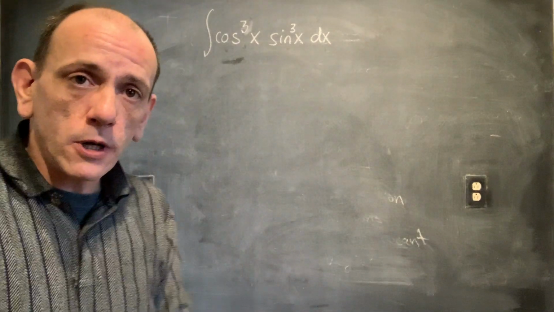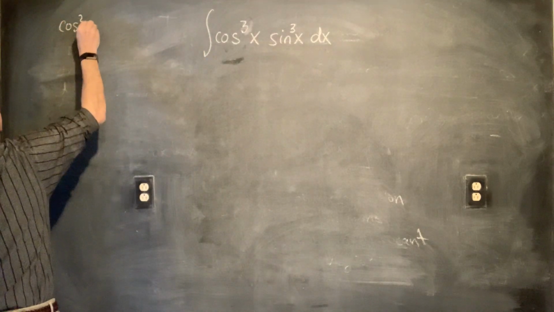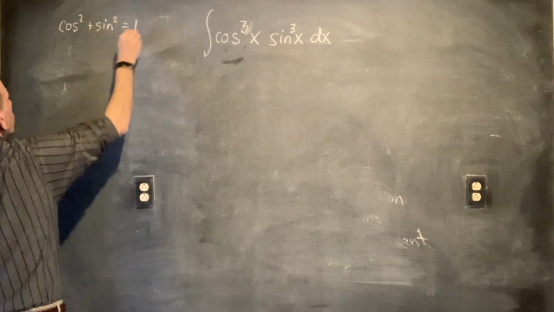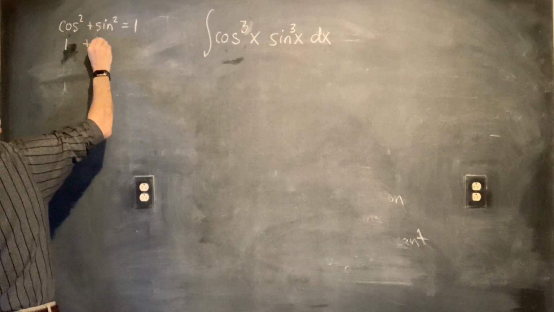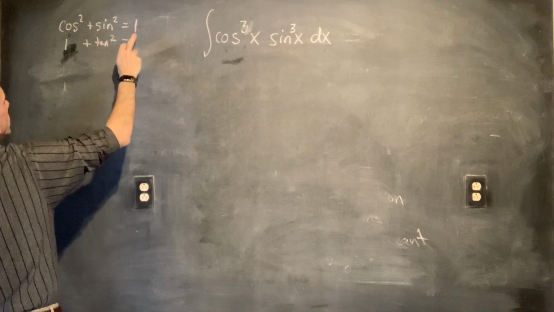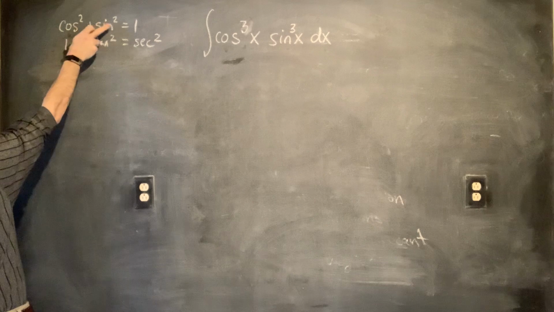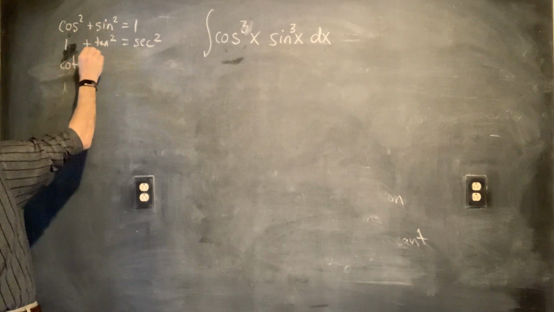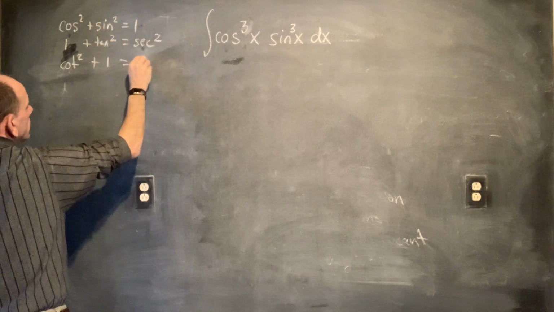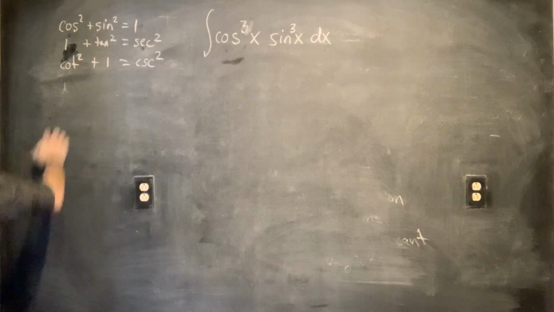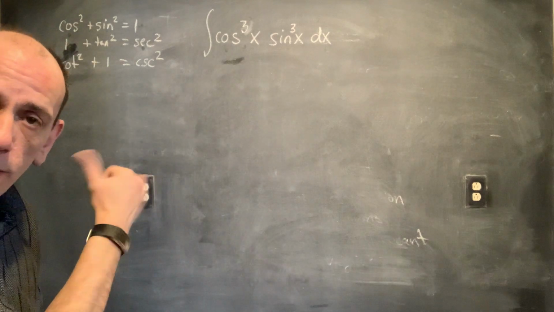Now, the conversions that we're going to use are our Pythagorean identities. Cosine squared plus sine squared equals 1. Divide by the cosine squared, we've got 1 plus tangent squared is secant squared. And instead divide by sine squared, we get cotangent squared plus 1 is equal to cosecant squared. Okay, so those are our three Pythagorean identities, and those will be what we use to convert back and forth.